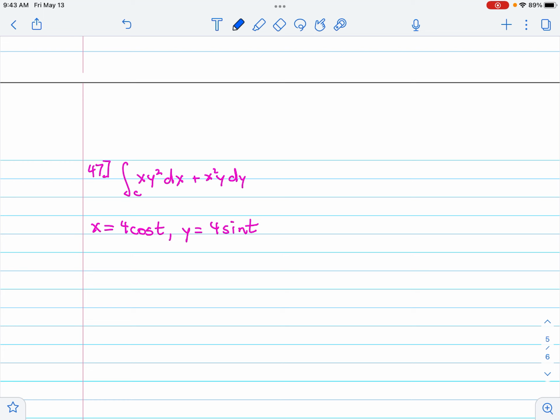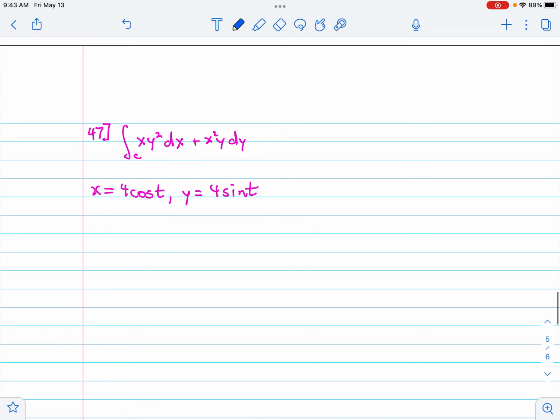It's another Green's theorem problem. And notice we've got a circle. This one, our curve is a closed circle going from 0 to 2 pi. So we'll use Green's theorem here. We need to find the partial of N with respect to x minus the partial of M with respect to y. Let's see what that's going to be.